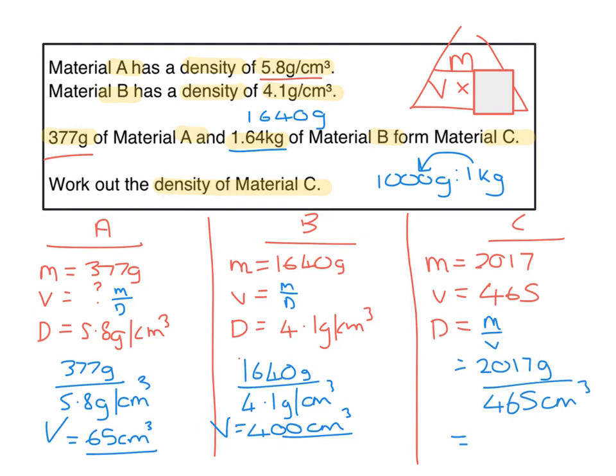Let's have a look at that. 2017 divided by 465. So I'm just going to say 4.3, rounded to one decimal place, grams per centimetre cubed.